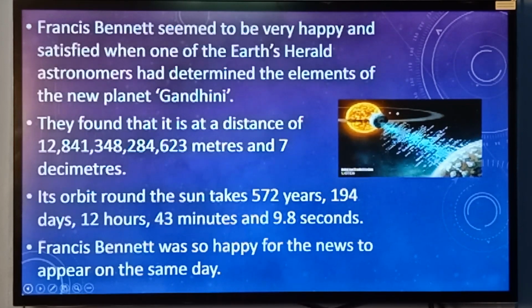Francis Bennett seemed to be very happy and satisfied when one of the Earth Herald's astronomers had determined the elements of the new planet Gandhini. Just imagine how happy he would be. They found that it is at a distance of 12,841,348,284,623 meters and 7 decimeters. Its orbit round the Sun takes 572 years, 194 days, 12 hours, 43 minutes and 9.8 seconds. Francis Bennett was so happy for the news to appear on the same day.